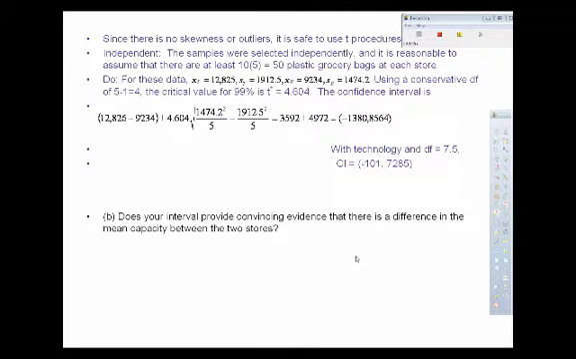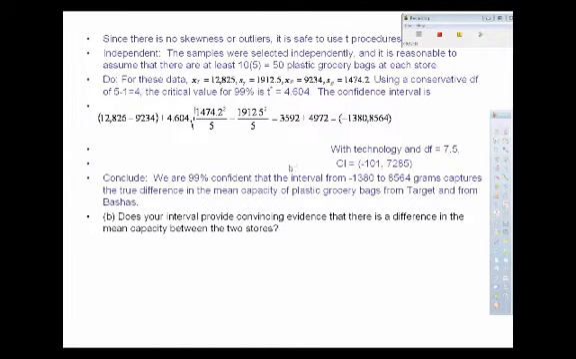Does your interval provide convincing evidence that there is a difference in the mean capacity between the two stores? Oh, sorry, I have to conclude first. So, conclude: we are 99% confident that the interval from negative 1,380 to 8,564 grams captures the true difference in the mean capacity of the plastic grocery bags from Target and from Basham's.